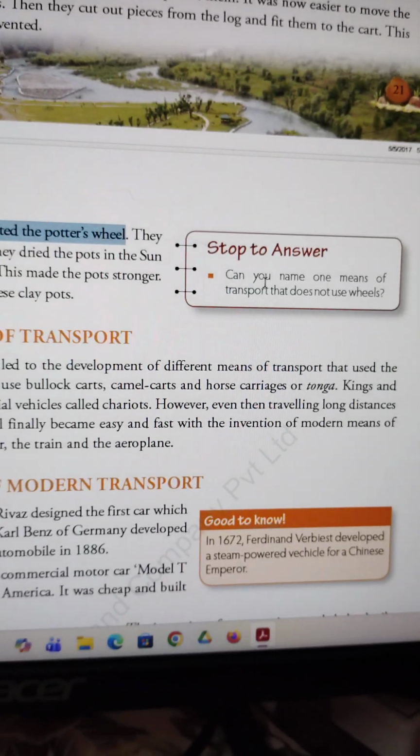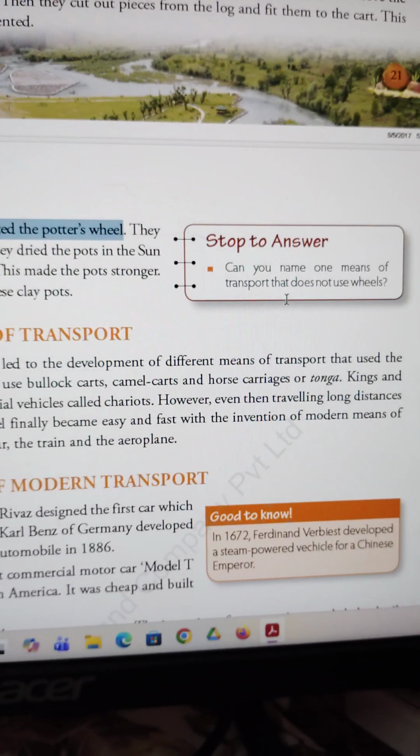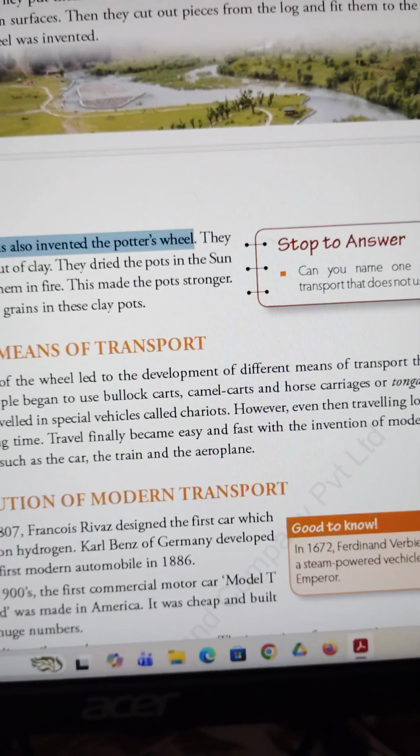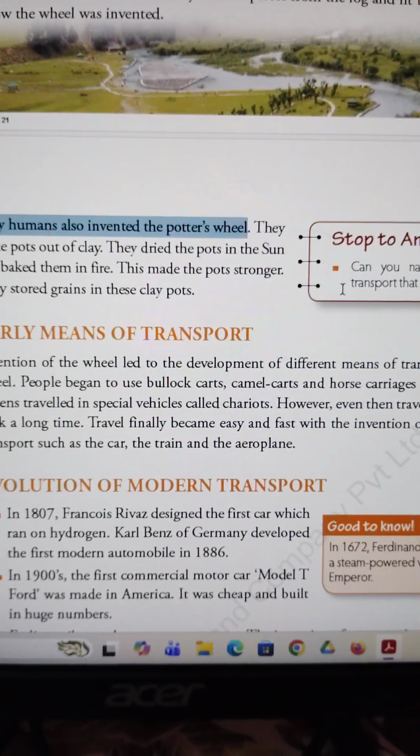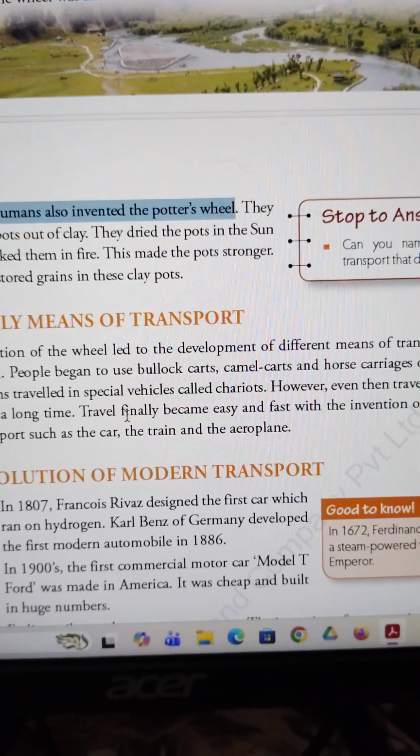Stop to answer. Can you name one means of transport that does not use wheels? Think about it and write it on your page.